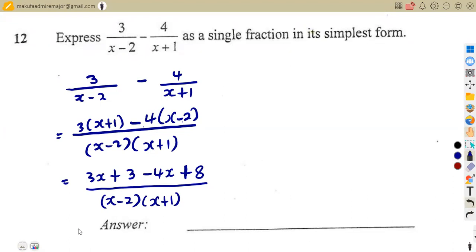All right, then collecting our like terms, we are going to have 3x versus 4x. So 3x minus 4x will be a minus x. So this gives us minus x. Then we've got 3 plus 8, which is going to give us 11.